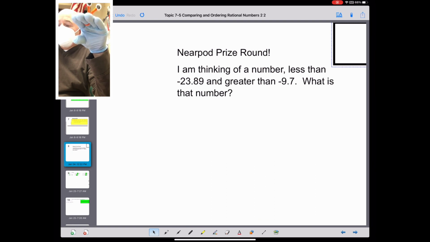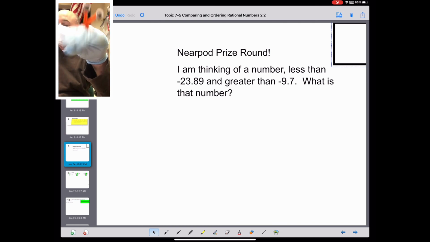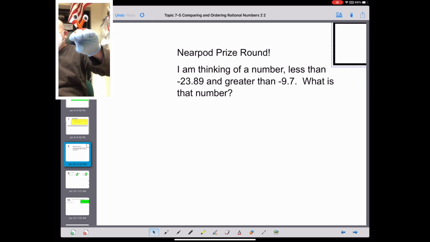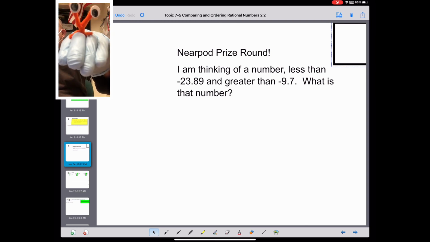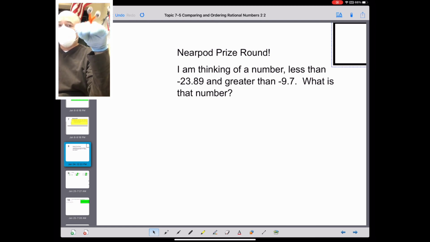I am thinking of a number less than negative 23 and 89 hundredths and greater than 9 and 7/10. What is that number? Concentrate. Are they ready? Did they send an answer? Okay, here is my number.